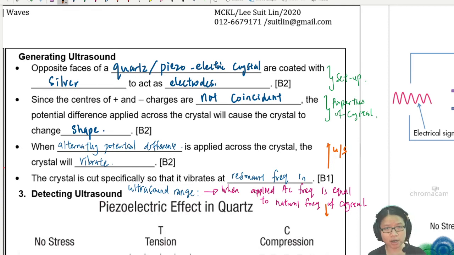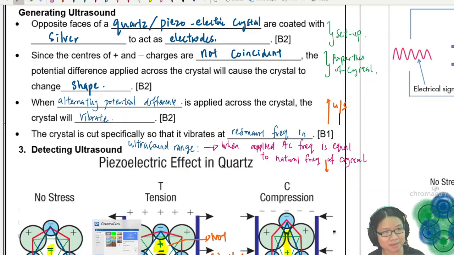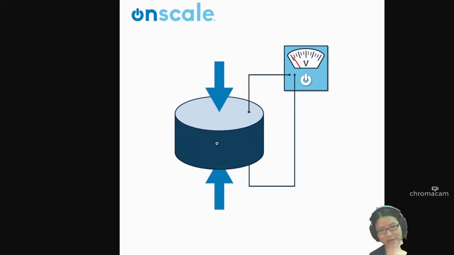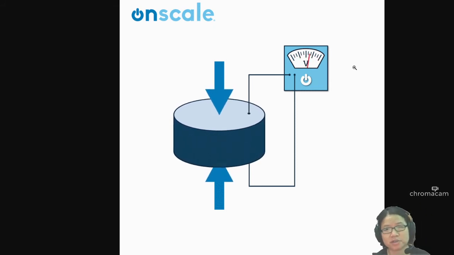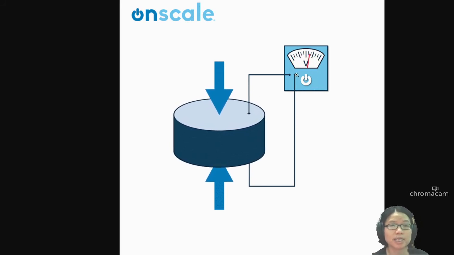And as mentioned just now, if potential difference can change the shape of the crystal, then if you change the shape of the crystal, it can also create a potential difference. What does that mean? I'm going to bring you back to this diagram again. So you can see that if I'm stretching and compressing or vibrating the crystal, you get an alternating current that we can detect.